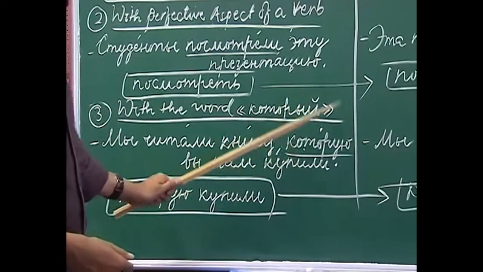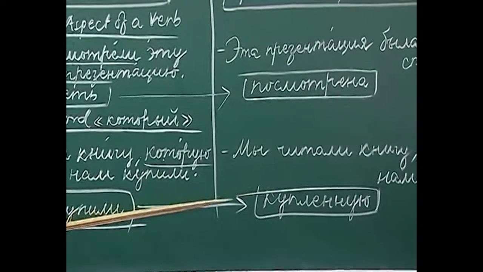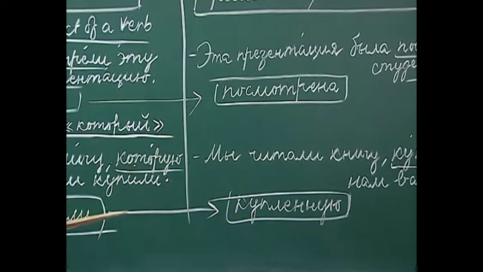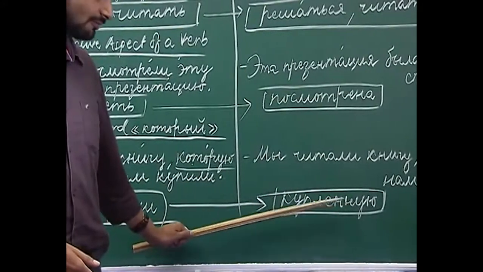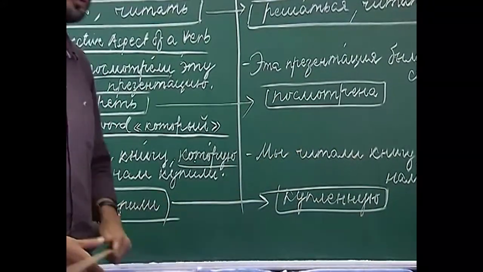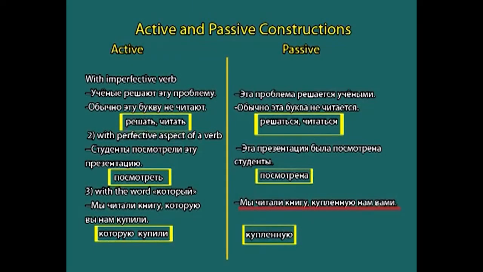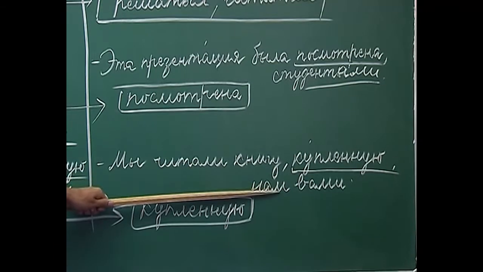Now we have to change this construction into passive. How do we do that? I have already told you that we will use the full form of the passive participle. So, from kupich, what passive participle do we form? Kuplinni. So, we will use kuplinni in the passive construction. Mi chitali knigu kuplinnuyu nam vami. So, we read the book which was bought for us by you.